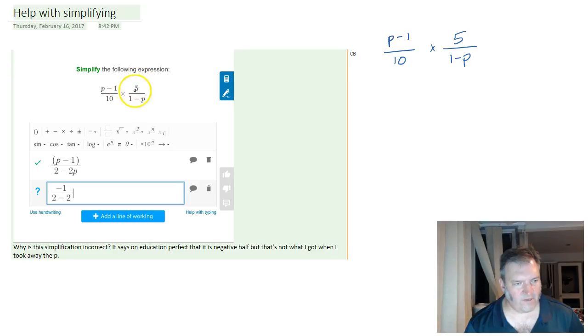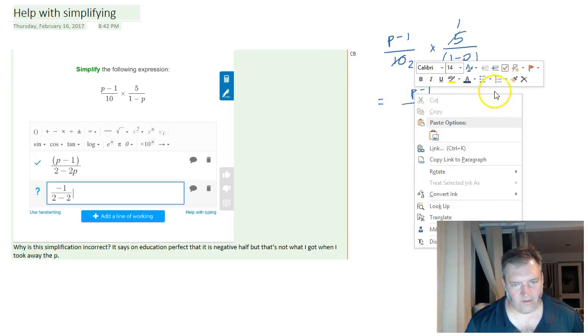Now obviously we can see what's happened here. You correctly said 5 goes into 5 once and into 10 twice. If I'm doing my working over here, 5 goes into that once and into 10 twice. So I've got p minus 1 in the numerator, and you've gone ahead and expanded here and said 2 minus 2p. I'm not going to expand, I'm going to keep it the same.